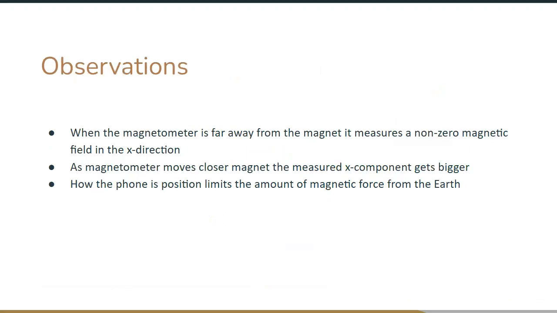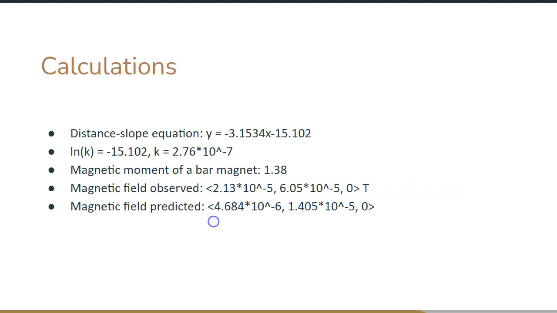When the magnetometer was far away from the magnet, it detected a very small or nearly zero field in the x direction. As I moved closer, the x component of the magnetic field increased, showing stronger interaction with the dipole field of the magnet. The phone's position also mattered. Aligning it correctly minimized interference from the Earth's magnetic field, ensuring that the field measured was mainly due to the bar magnet itself.